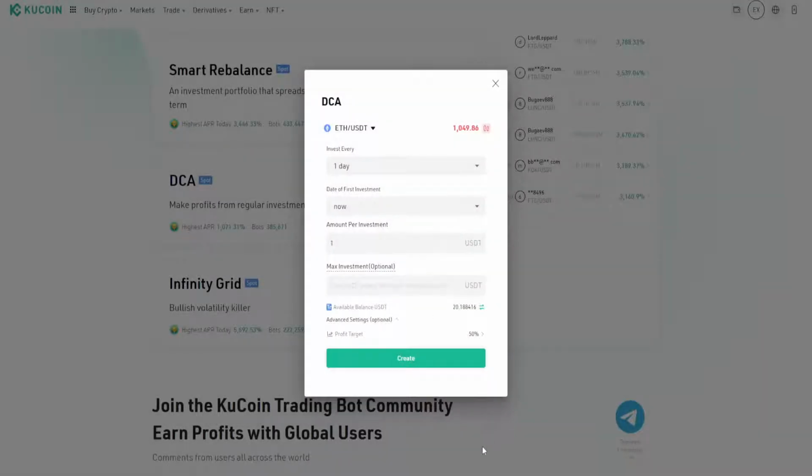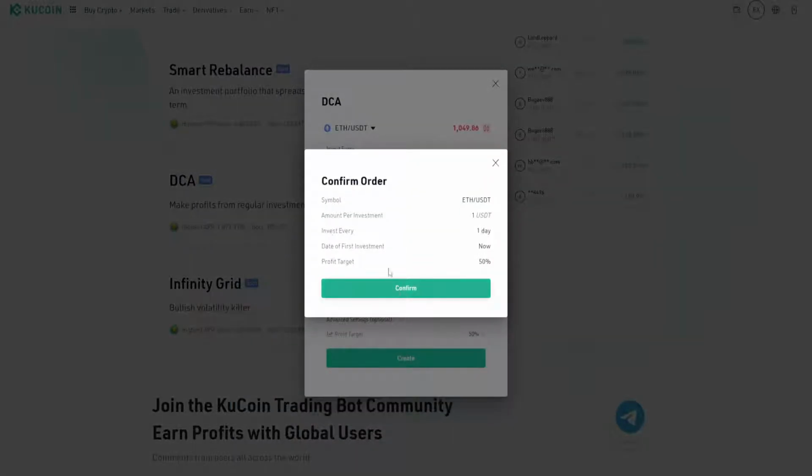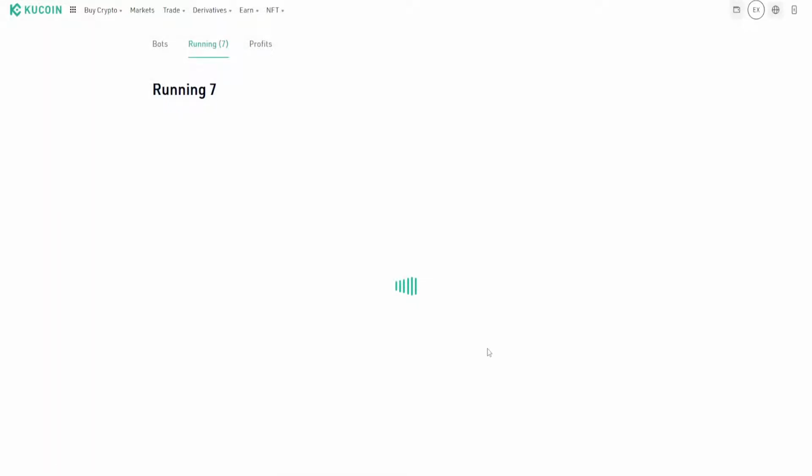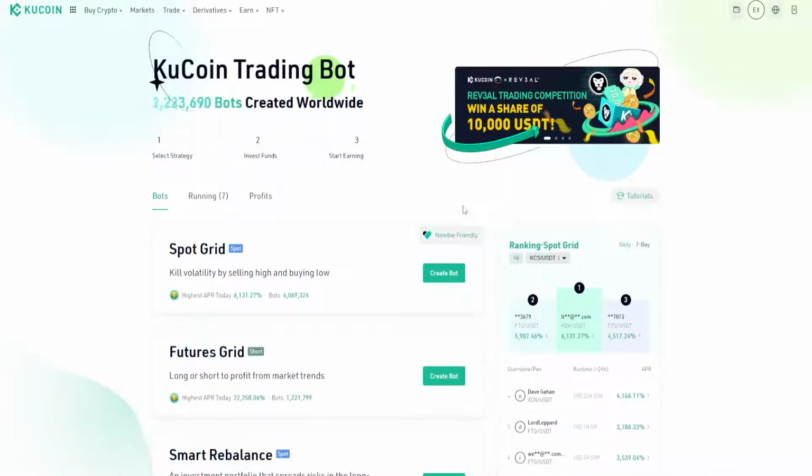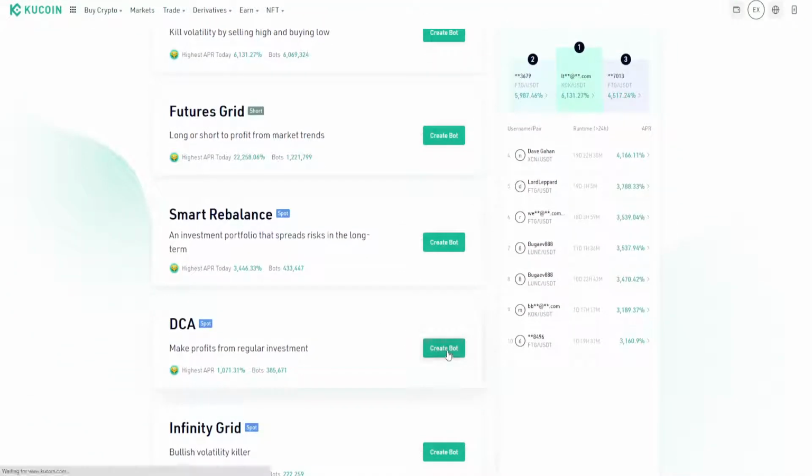We'll confirm, and all we're going to do is create the bot. Confirm order, symbol, amount per investment $1, invest every day, date of first investment right now, and our target profit is 50%. There we go. Our first bot has started. Let's go back to the bots and we create a second bot.